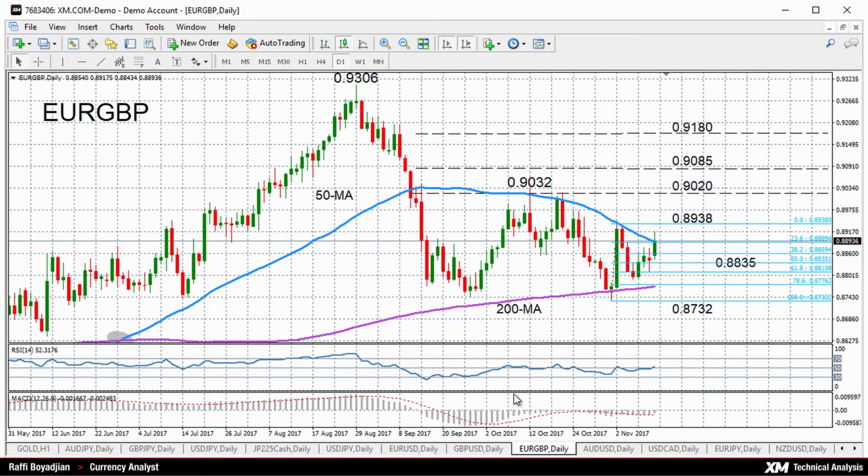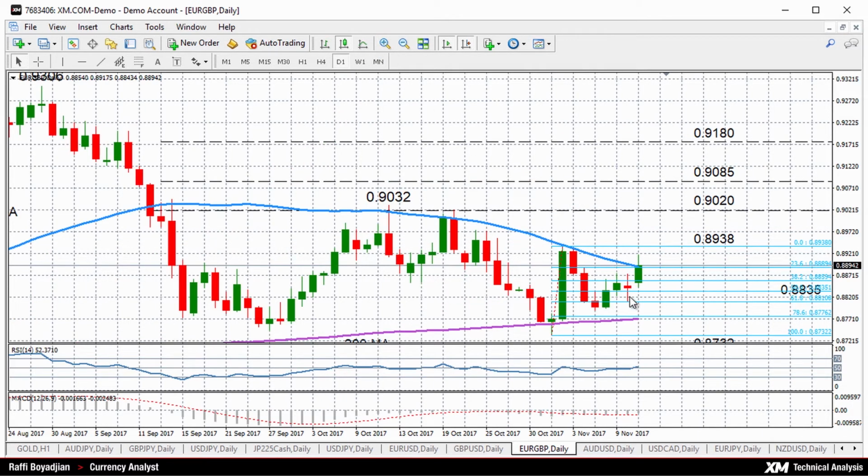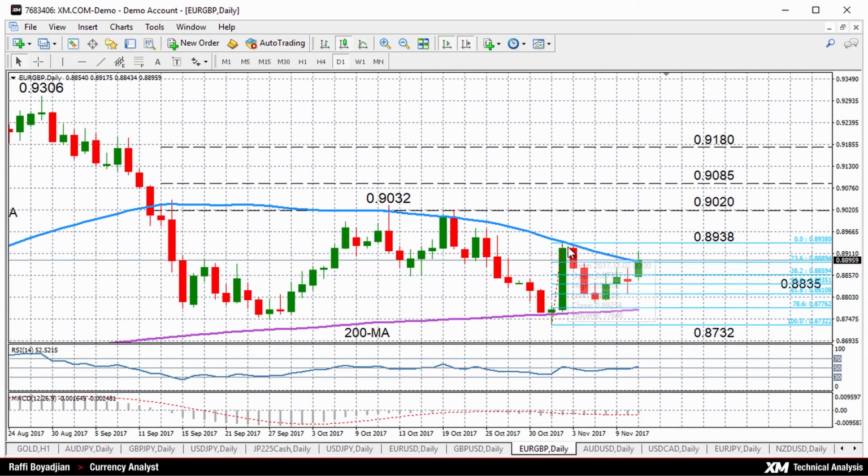And finally, looking at euro pound, the pair has regained upside momentum in the near term. We can see prices have just broken above the 50-day moving average today. RSI has broken above the 50 neutral level. It's currently pointing upwards just about. So we do have upside momentum. Further upside, we could see prices targeting that peak in early November of 0.8938.